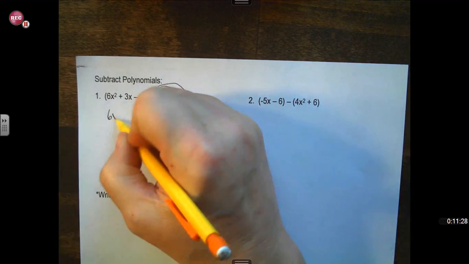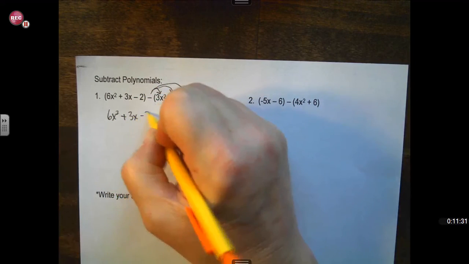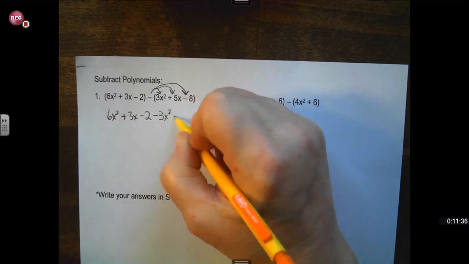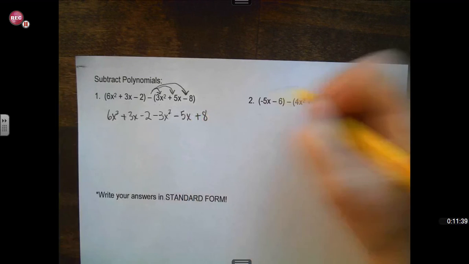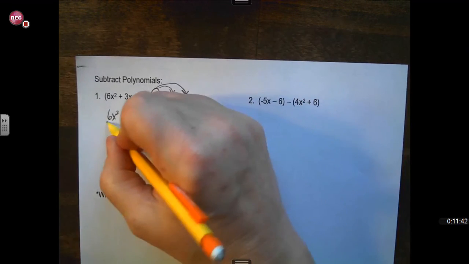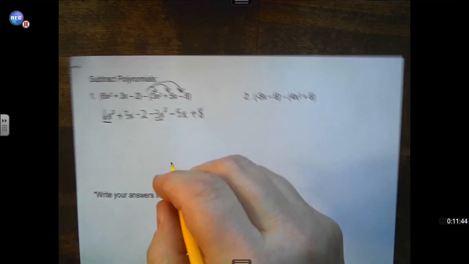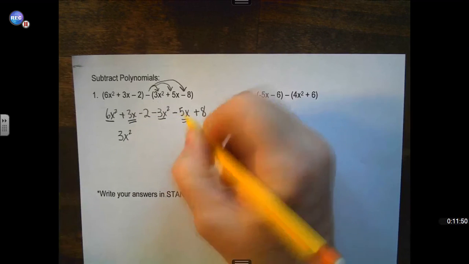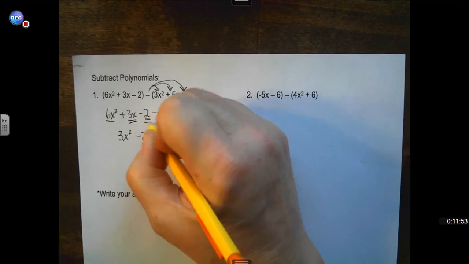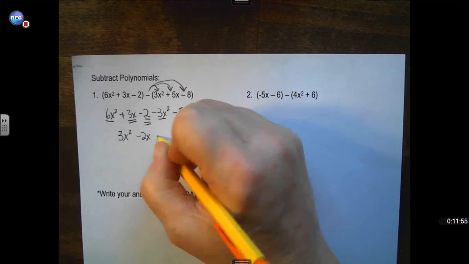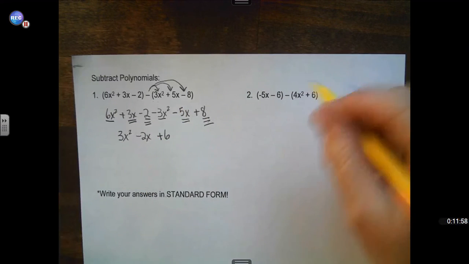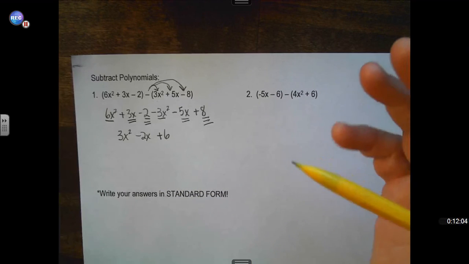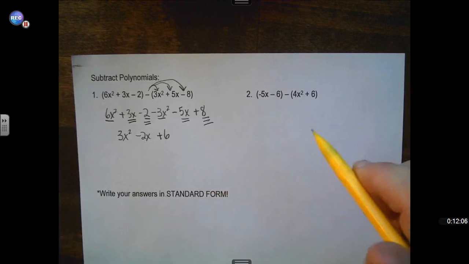And so what that does for me, this first one stays the same, and then that becomes minus 3x squared minus 5x plus 8. And then I just combine like terms. 6x squared minus 3x squared is 3x squared. 3x minus 5x minus 2x. And negative 2 plus 8 plus 6. And you must remember to put your answers in standard form. If you don't, it's going to tell you you're wrong. So it has to be in descending order of the exponents.